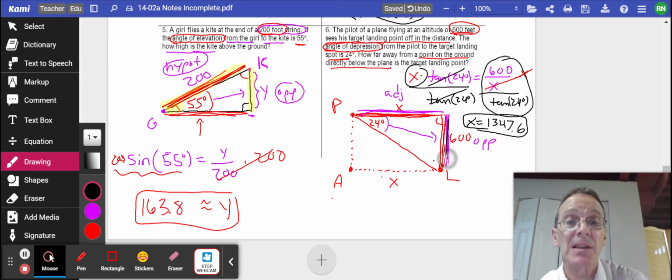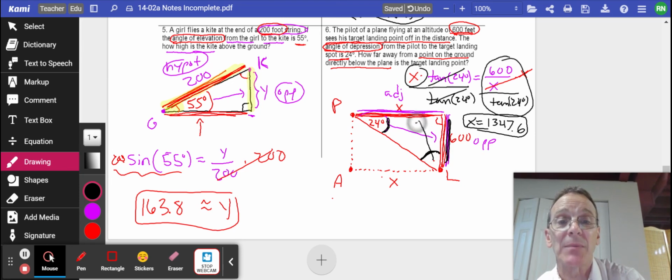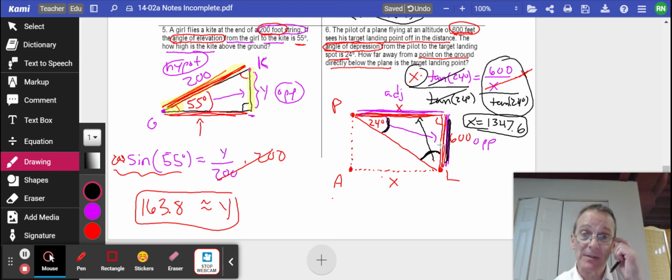Right? If this is 600 feet, and that's a fairly small 24-degree angle, that's a larger than 24-degree angle. That segment's got to be longer than 600. 1,347 feet seems reasonable.